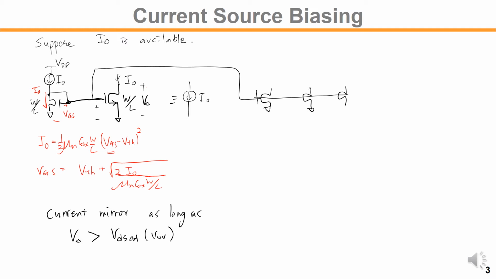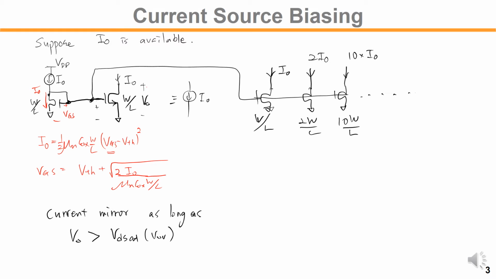Many current sources can be generated. Let's say this is W over L size, and in that case I0 flows. What if we have 2W over L? Then 2 I0 will flow, right? What about a 10 times larger current? You make a larger device size, then you can get the 10 times larger current level, right? So this is the way that we want to generate the current source.